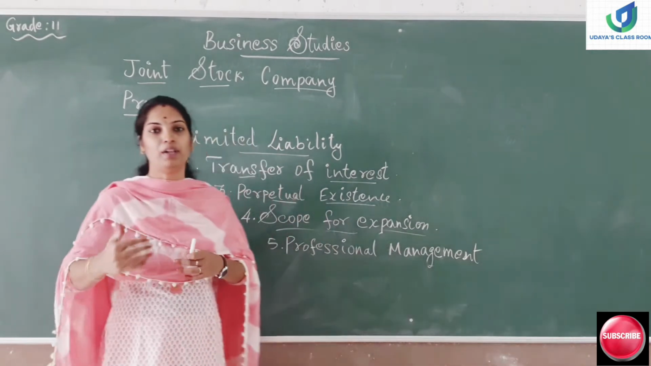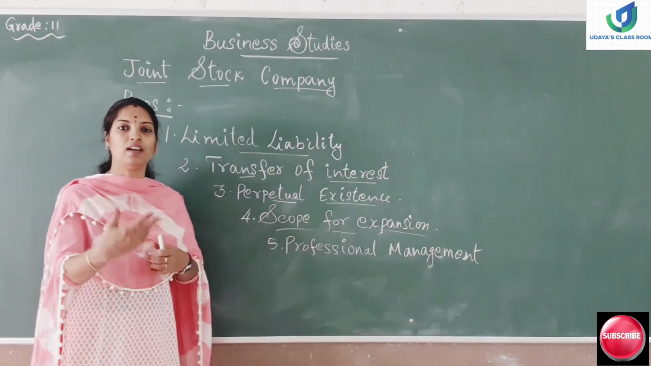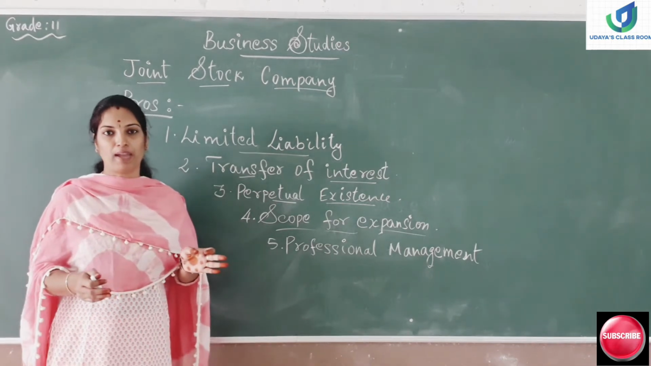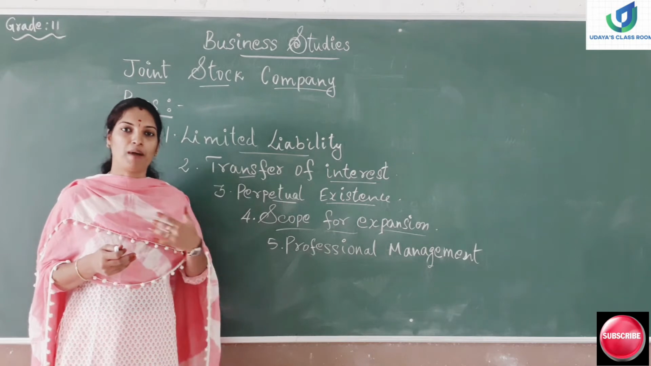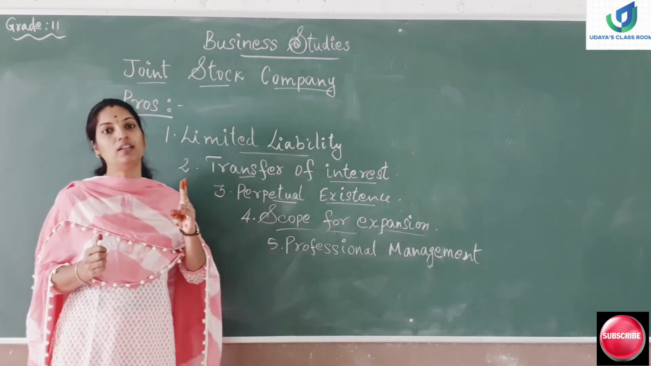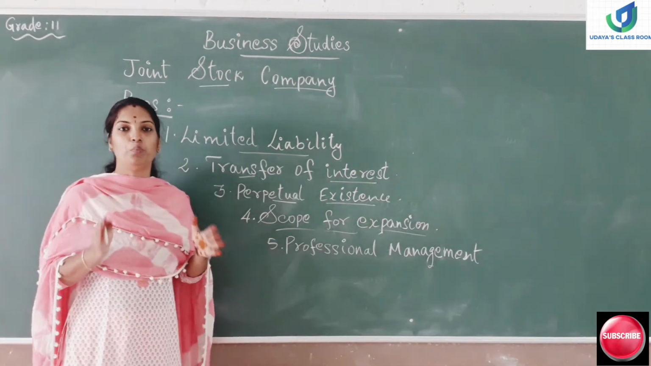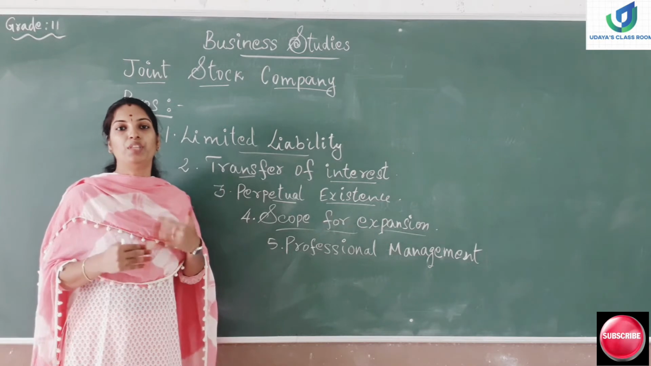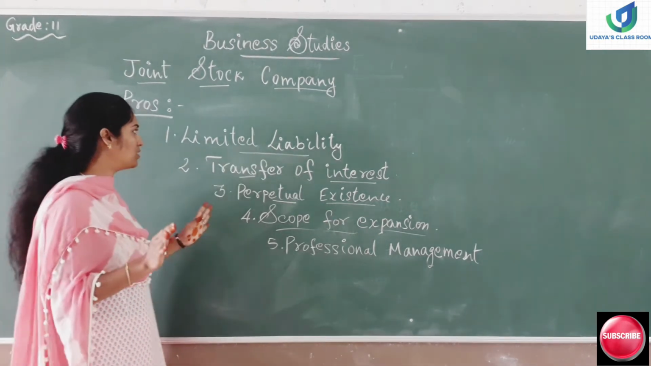For example, I have invested 5,000 rupees in the company, 3,000 I have paid and the balance 2,000 I need to pay to the company for my shares. So I am liable only for the 2,000. That is called, the member will be liable up to the unpaid shares of the company. Hope you are clear with this point.